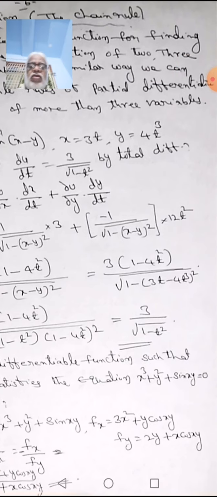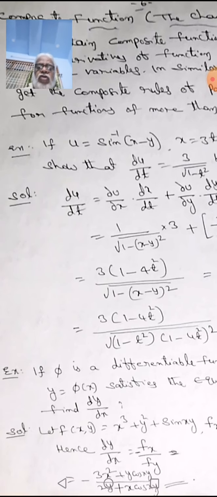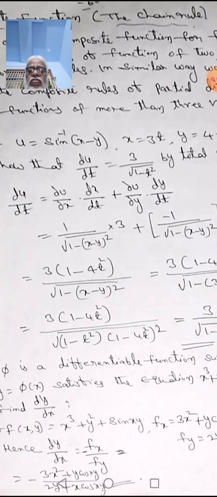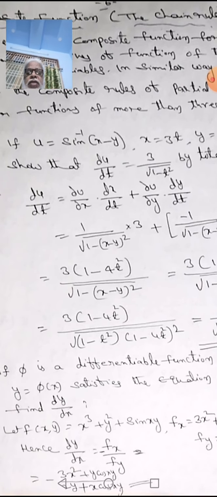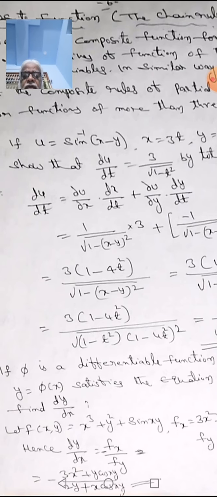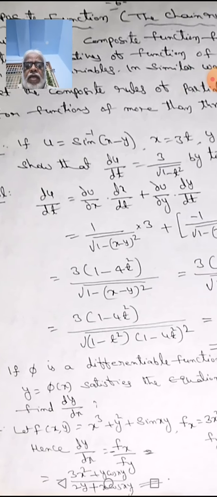And f of y is the partial derivative with respect to y, that is, the derivative of x cube is 0 and y square derivative is 2y. Sin xy derivative is cos xy into the internal derivative for xy, which is x. So 2y plus x cos xy. So what is dy by dx? The formula for this one is dy by dx is equal to minus of f of x by f of y. Partial derivatives: minus dou f by dou x by dou f by dou y will give dy by dx. So minus 3x square plus y cos xy by 2y plus x cos xy.